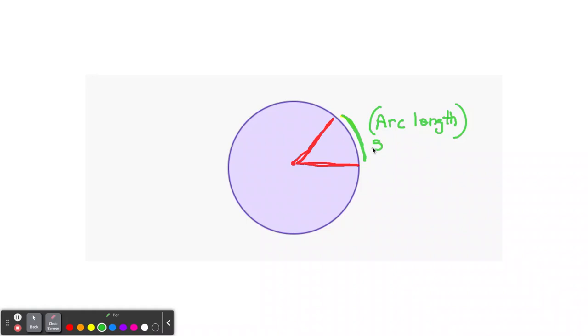They use the symbol S for the arc length. So simply, here's the formula, and then we'll do a couple of problems. To get the arc length, you're going to do 2 pi r, and that should be familiar to you. What is 2 pi r? Well, that's the circumference. Like I said before, the arc length is a portion of the circumference. If you want to get the circumference, the distance around the circle, that's the formula, 2 pi r.